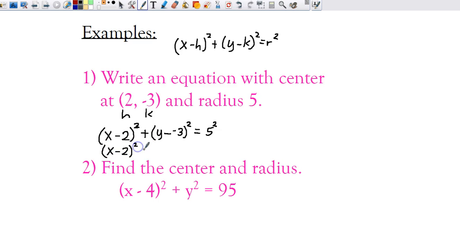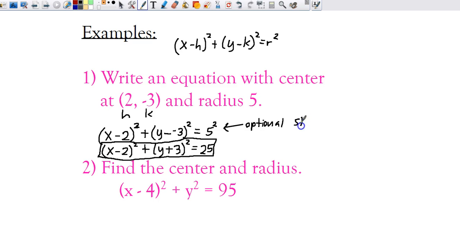X minus 2 squared plus y plus 3. Remember, subtracting a negative is adding a positive. So plus y plus 3 squared. And then 5 squared is 25. So the answer you want to give for this is right here. And this is an optional step. You don't have to show this step if you know to switch the sign here and square the radius. Otherwise, show the steps so that way you can always get it correct.